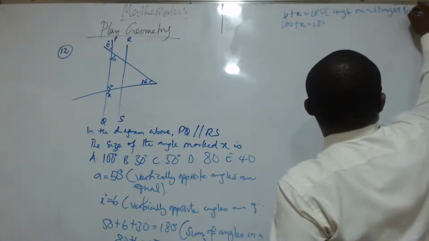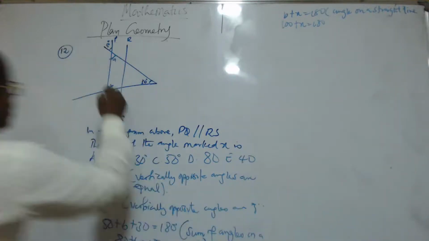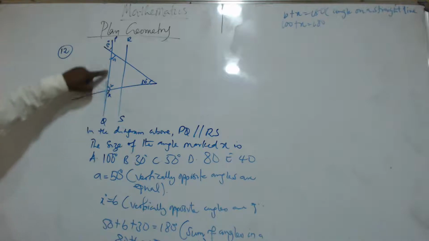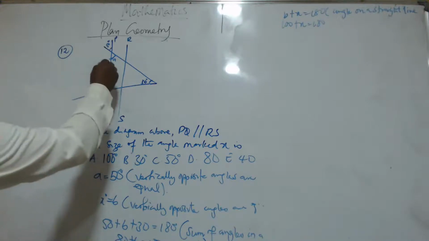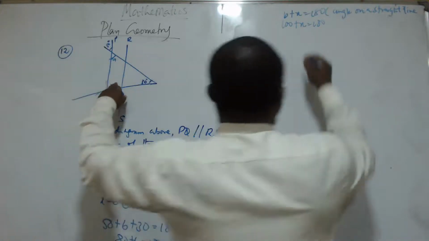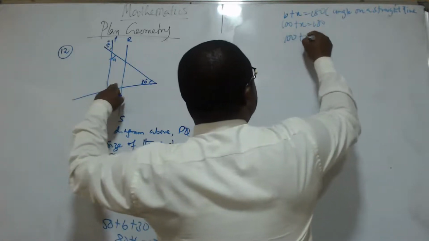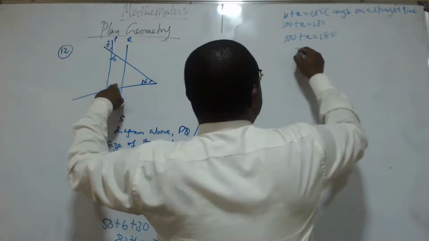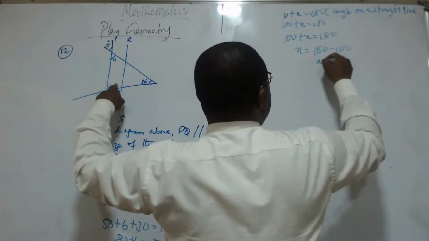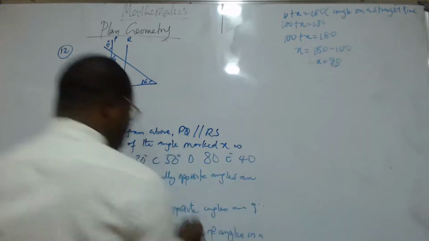So we have our straight line like this. This angle here plus this angle forms a straight line, and that will give us 180. Our B is 100. So we have 100 plus X equals 180. So X becomes 180 minus 100. Therefore, our X is 80, and that is the answer.